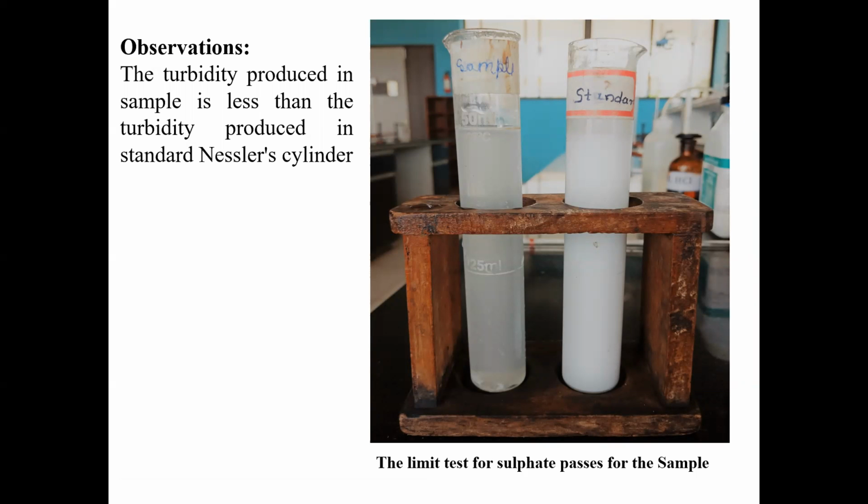So the observations are, when you see the two Nessler cylinders, sample and standard, or you can say test and standard, the turbidity produced in the sample is less than the turbidity produced in the standard Nessler cylinder. If this is what happens in the two Nessler cylinders, then the limit test for sulfate passes for the given sample. So you can see in the two Nessler cylinders in the diagram, the sample is having less turbidity and the standard is having more turbidity. That means the limit test for sulfate passes for the sample.